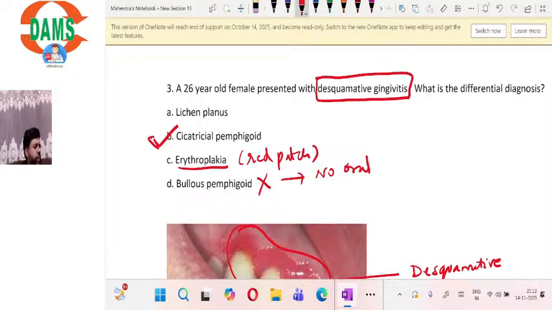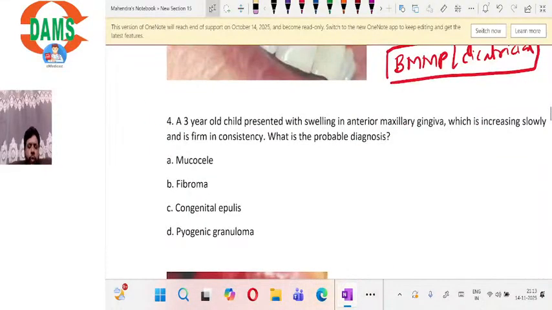Okay, let me solve this, Raftan. Once I complete this, I'll see your question. Okay, let us move on to the next question here.